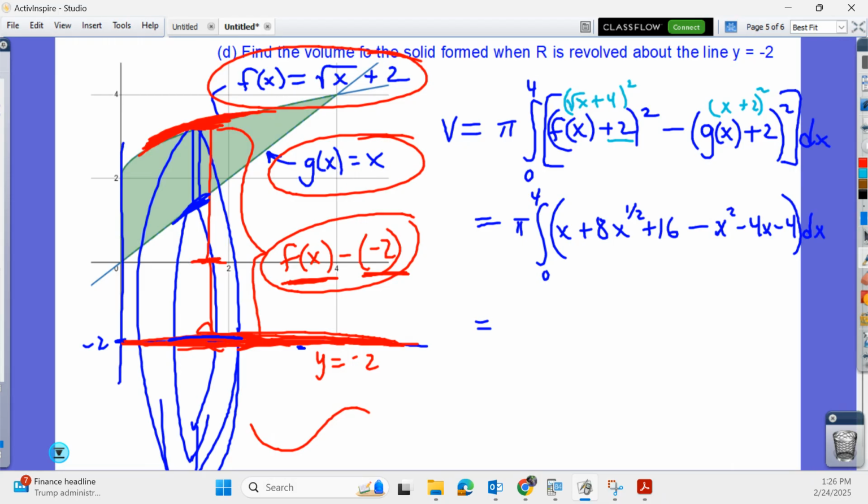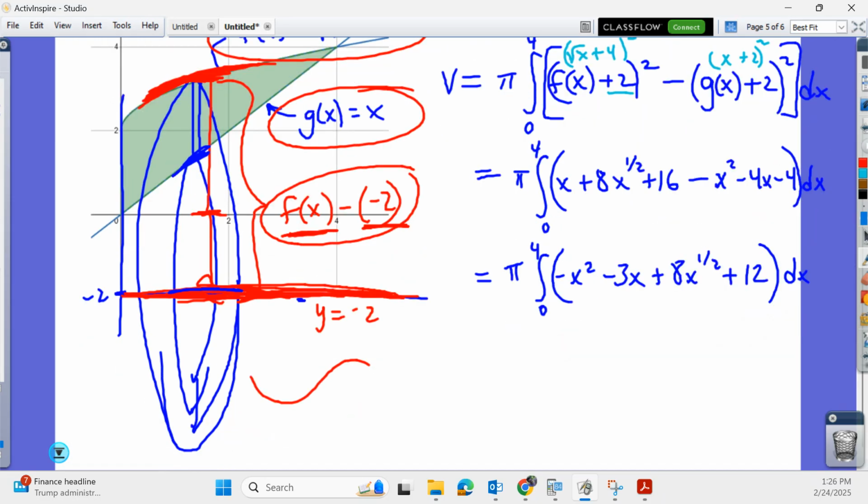The antiderivatives here. If you could combine like terms first, I guess we should do that. It'll be less work. I'm all for less work. So the highest degree term is the negative x squared. I'll put that first. Then the x term is going to be minus 3x, because I have a minus 4x and a plus x. And then I have an 8x to the 1/2. And then I have the minus 4 and plus 16, so that's plus 12. dx.